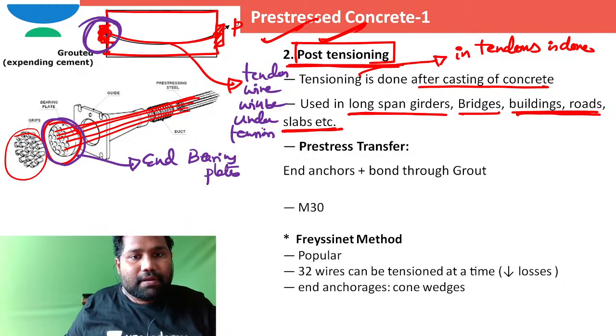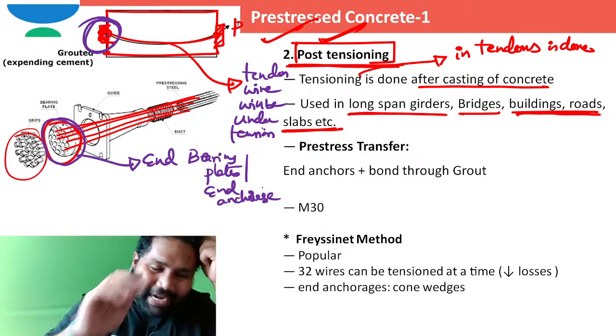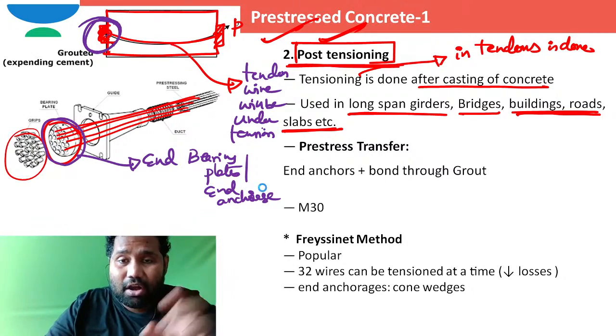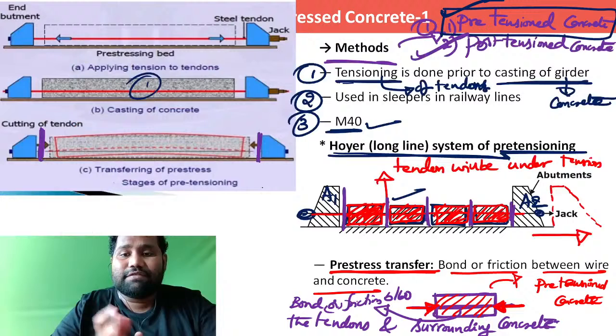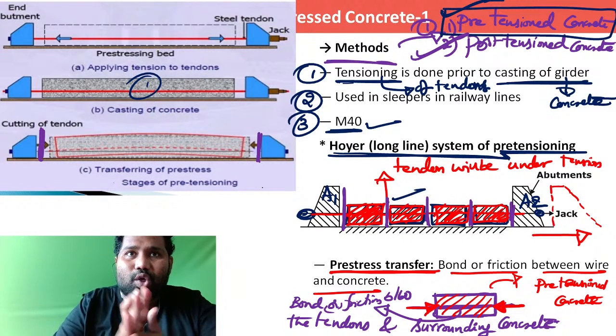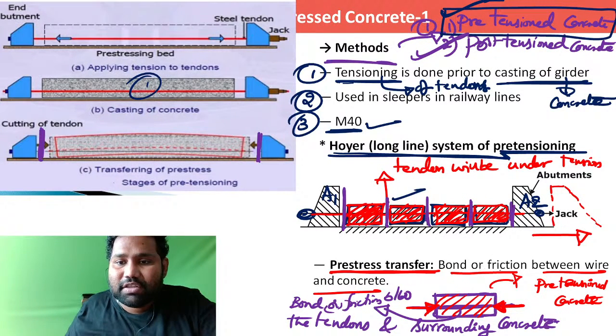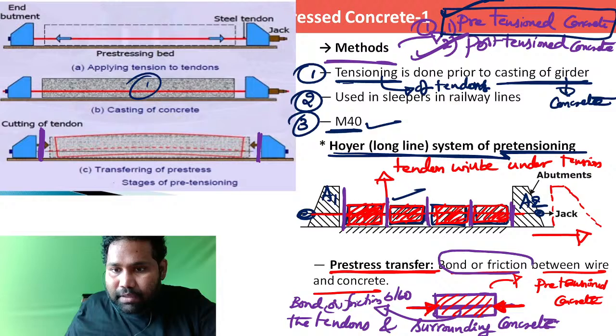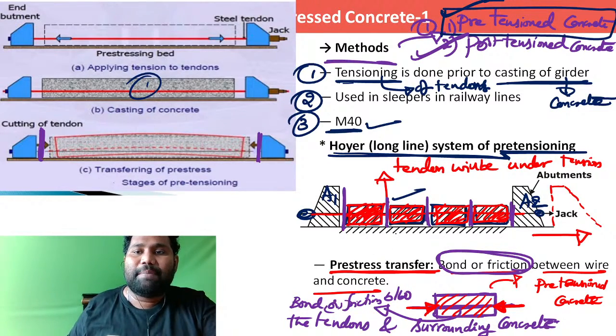Bearing plates are end anchors. In case of pre-tensioned concrete, the pre-stress transfer from tendon to concrete is happening because of bond or friction.